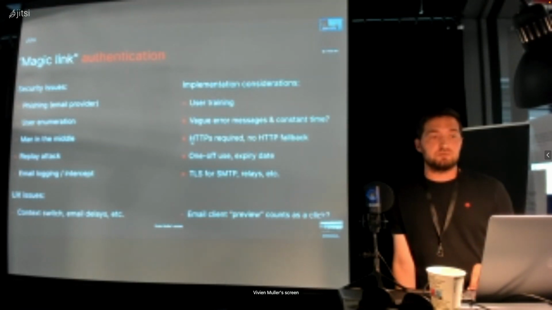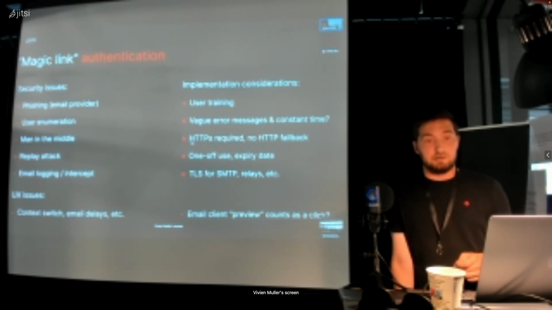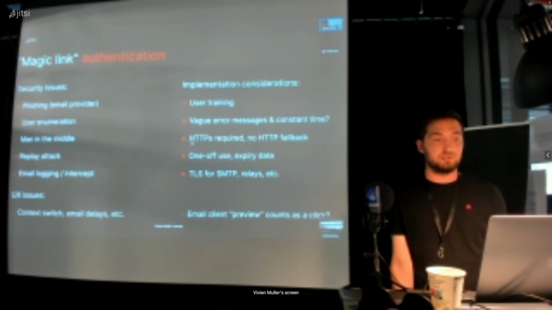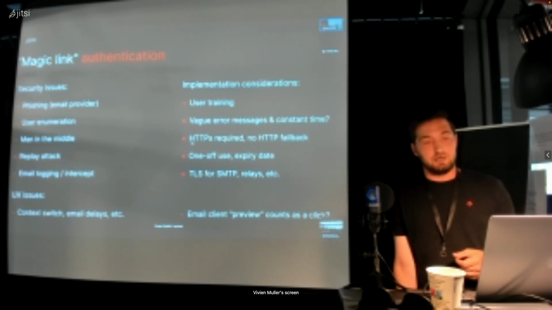Implementation considerations: if you're doing the magic linking, you still need to train your users not to put their credentials in the wrong places. You still need to make sure that user enumeration is not possible. HTTPS is required. SMTP should be done over TLS. Check what is on the user side, how are they receiving their emails, if it's possible.